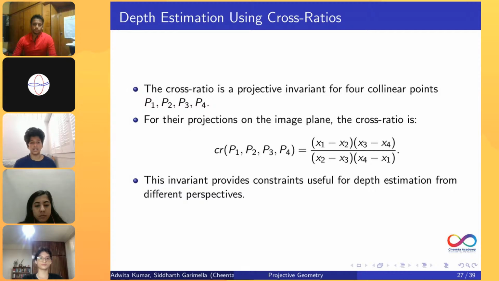Okay, so this is more on depth estimation using cross ratios. I think most of this is already covered, so you can go to the next slide.